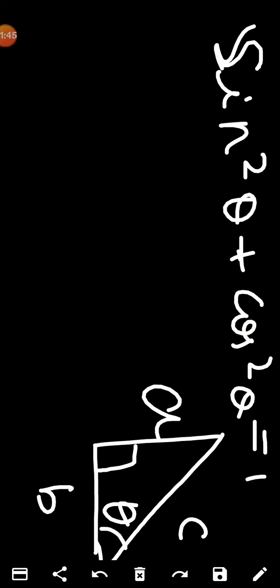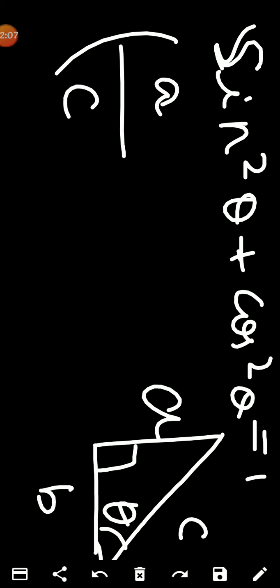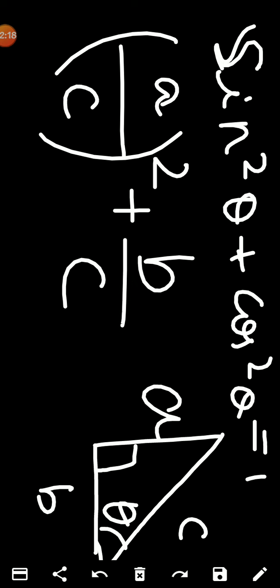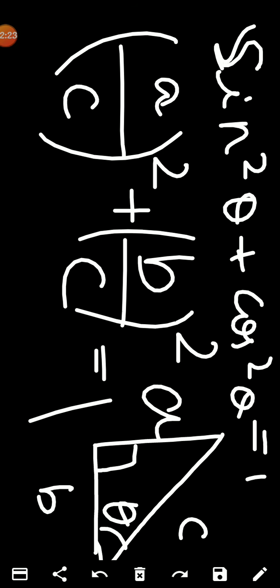Okay, so now from this identity, that is sine square theta plus cos square theta is equal to 1, we know that sine theta is opposite over hypotenuse. So here opposite to theta is A upon the hypotenuse is C. Now you may notice that sine here has an exponent or power of 2, so we have to square the whole thing. Plus cos means adjacent over hypotenuse. So adjacent to theta is B over C. Again there is an exponent of 2.